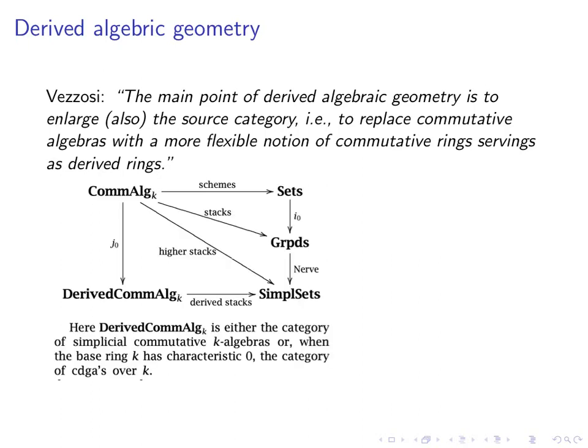And so here's a picture I stole from Vezzosi's article. We're going to replace this category of K-algebras by derived K-algebras. And it turns out that there are a few ways to model derived K-algebras or derived commutative algebras. One way is simplicial commutative K-algebras, or if you're in characteristic 0, the category of commutative differential graded K-algebras.